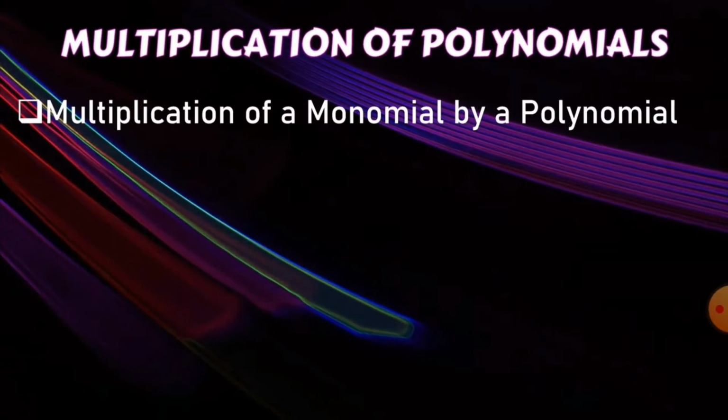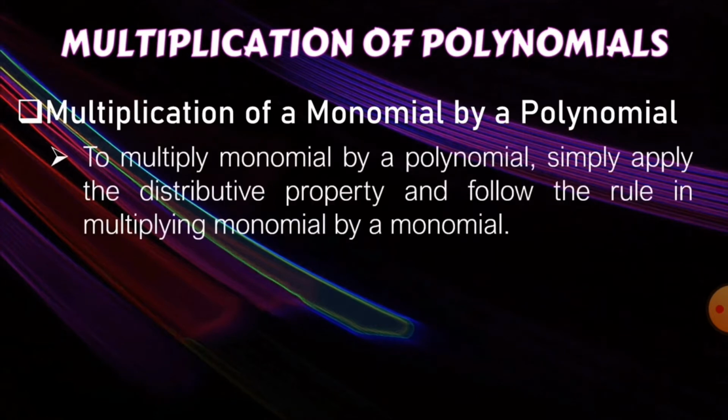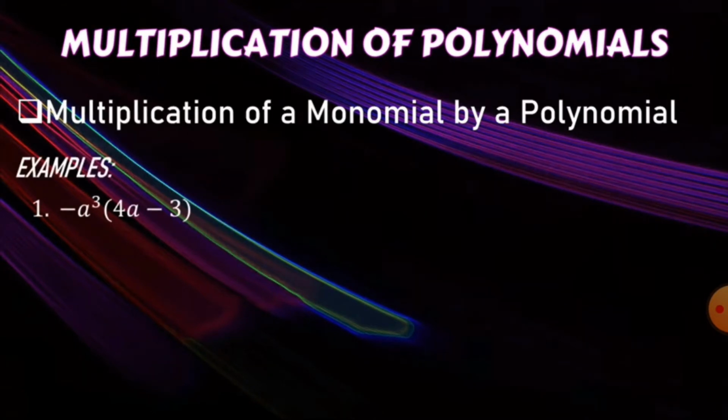Next rule, we have multiplication of a monomial by a polynomial. So once again, polynomial. What does polynomial mean? When we have more than 3 terms. Okay, so how to multiply a monomial by a polynomial? To multiply a monomial by a polynomial, we simply apply the distributive property and follow the rule in multiplying a monomial by a monomial, like what we did earlier. For example, number 1, negative a cubed times, in parentheses, 4a minus 3.